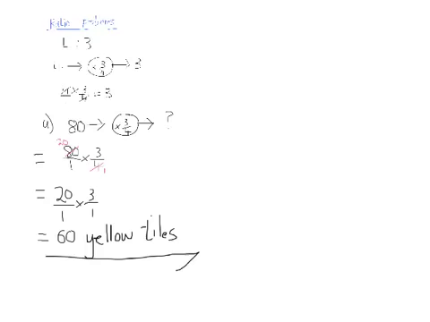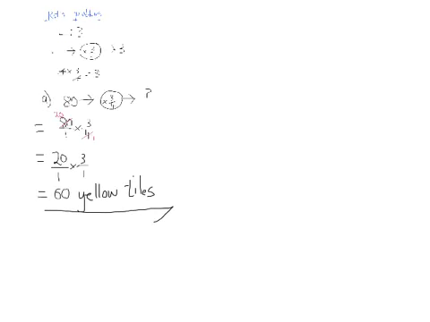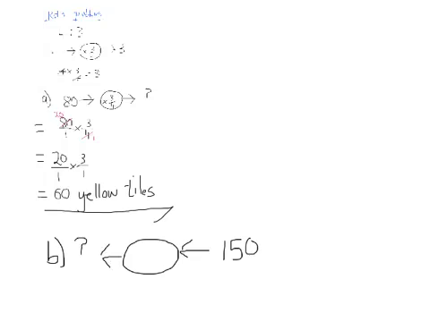Okay, now I'm just going to do part B, which is in the reverse order. So now we've got 150 yellow tiles. Just remember, in terms of direction, now we're going in the reverse direction. So we've got 150 yellow tiles, and we're trying to work out how many grey tiles that will result in. So remember, if we go in the reverse order, we're just going to divide. So it's dividing by 3 over 4.